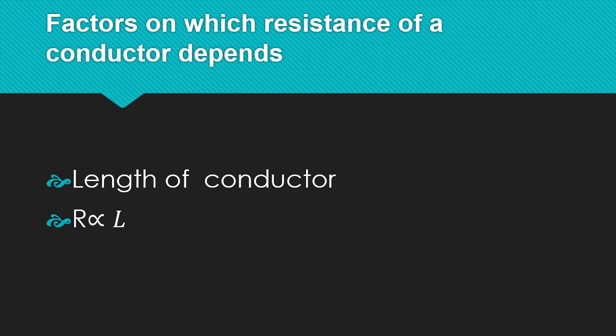Factors on which resistance of a conductor depends. Length of the conductor. Resistance R is directly proportional to the length of the conductor. This means resistance increases with increase in length of the conductor. This is the cause that long electric wires create more resistance to the electric current. Thus, resistance R is directly proportional to the length of the conductor.